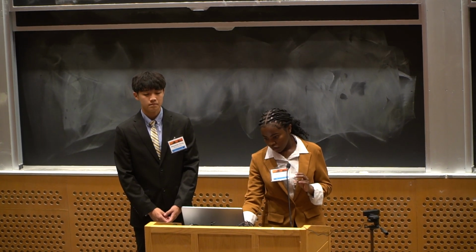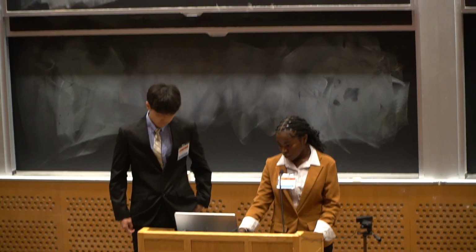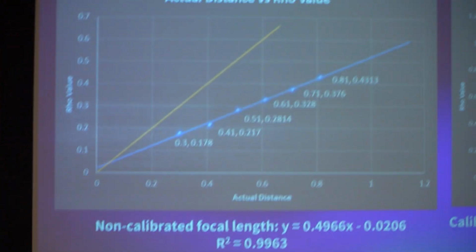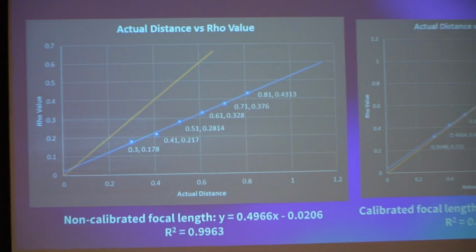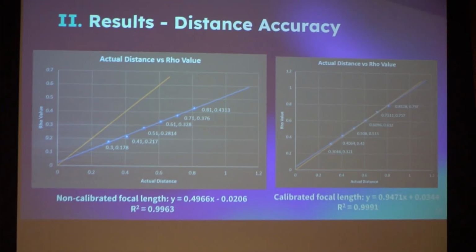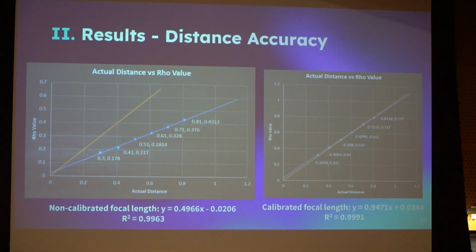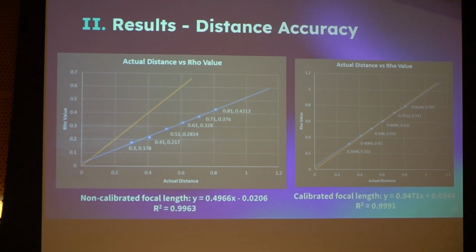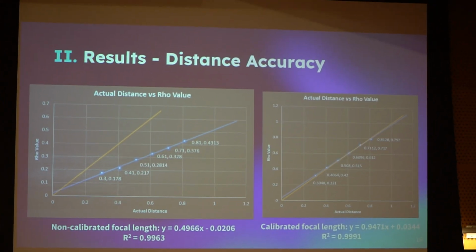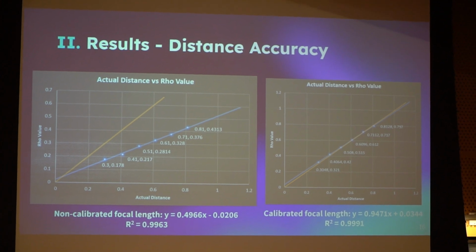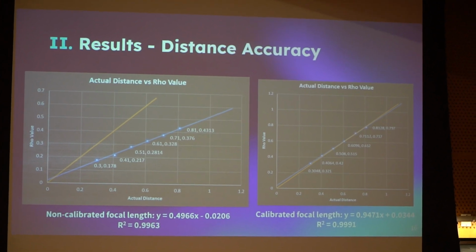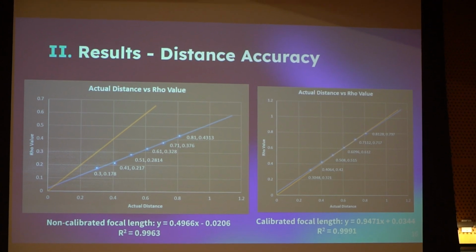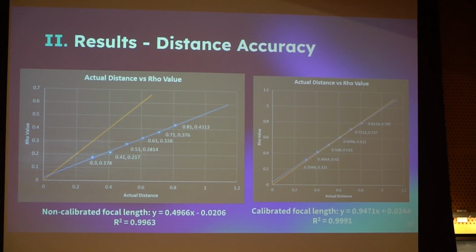The evaluation of this distance accuracy test was conducted by comparing how close the calculated rho value was to the actual distance between the drone and the object, which in this case was the tennis ball. And so as you can see on the graph to the left, the blue trend line depicting the initial data we collected with the non-calibrated focal length produced quite a bit of error, and it was quite off from the actual distances between the camera and the tennis ball.